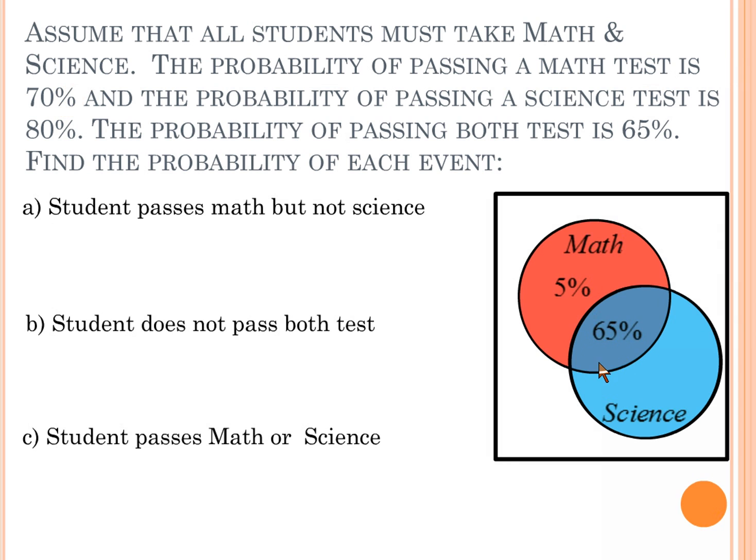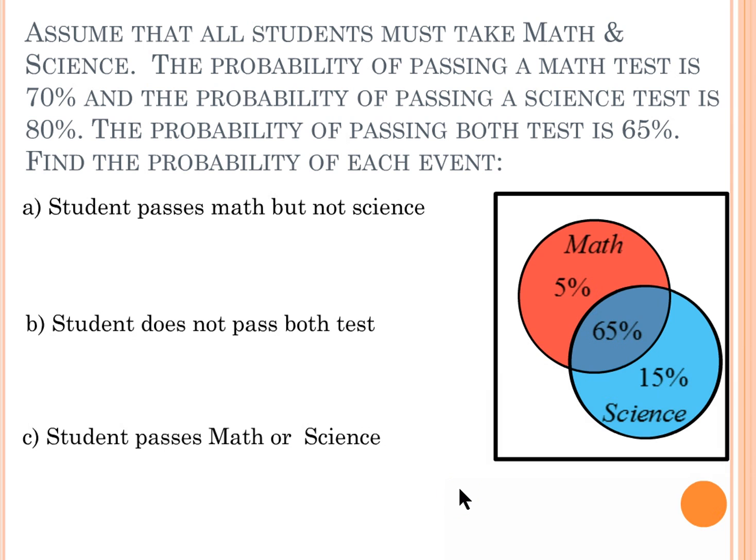All right, now we need to find out the probability of passing science only. So the probability of passing science is 80%. From that 80%, 65% have also passed math. So in order to get this region here, I need to take my 80 minus my 65, and that will give me a total of 15%. So 15% of people pass science only. That's what this 15% means. And 65 plus 15%, that represents 80%, which tells you the number of students who did pass science.